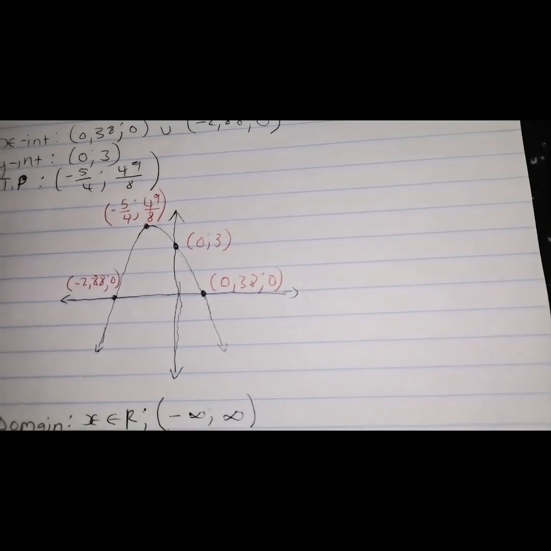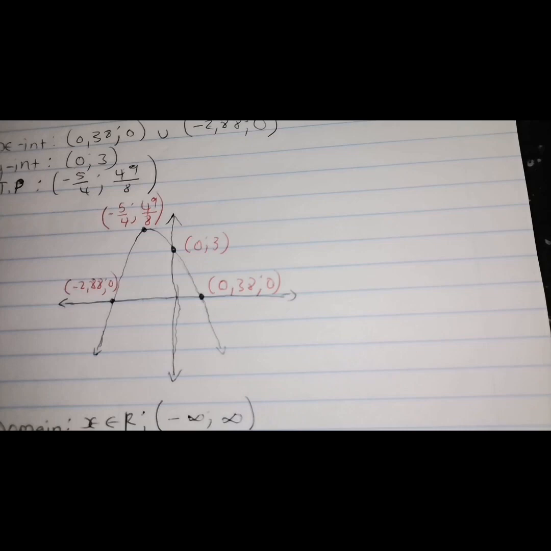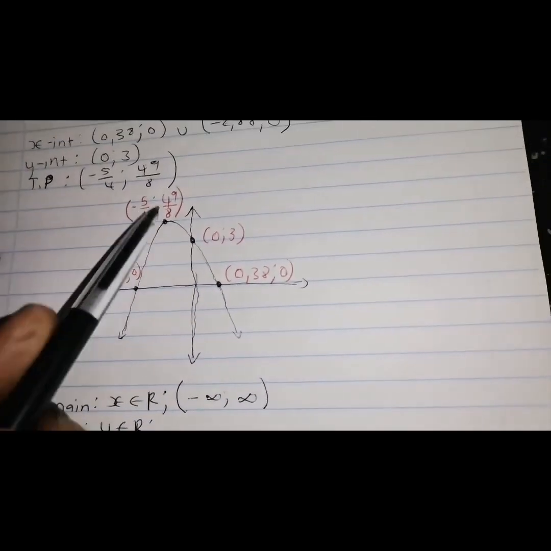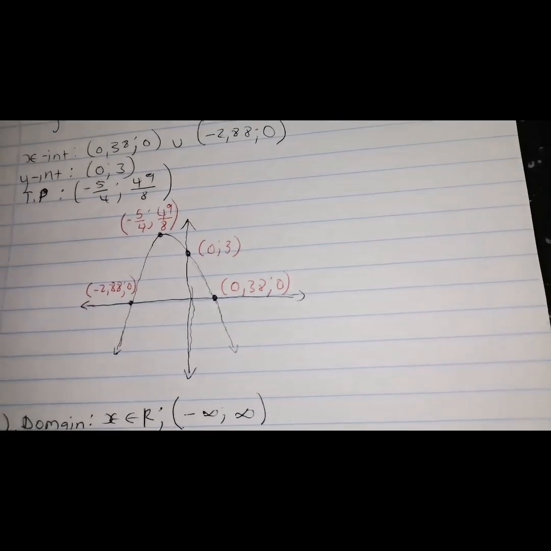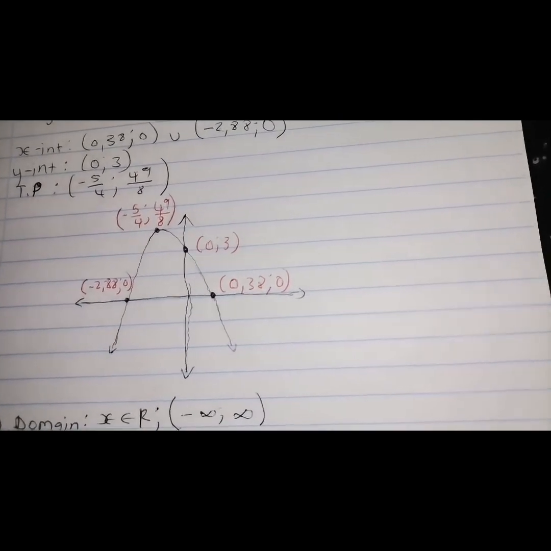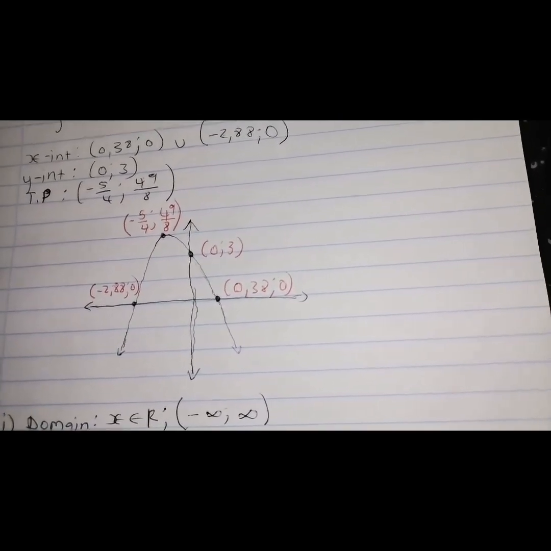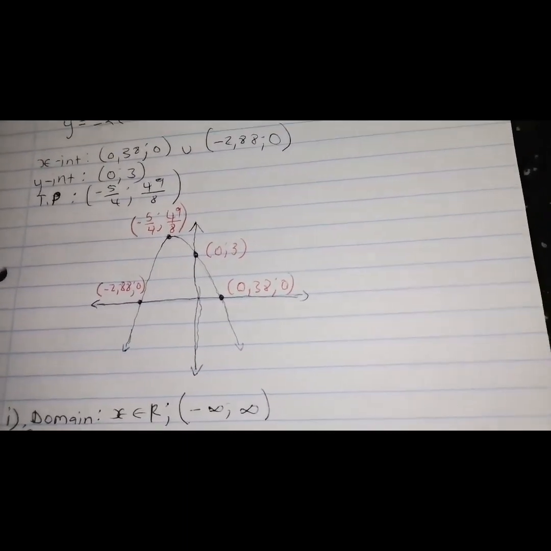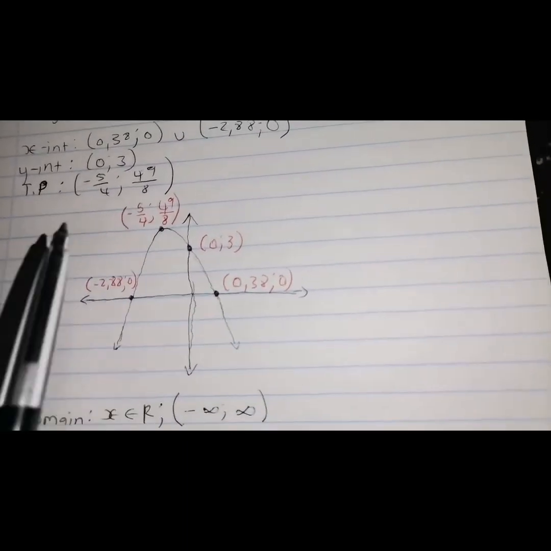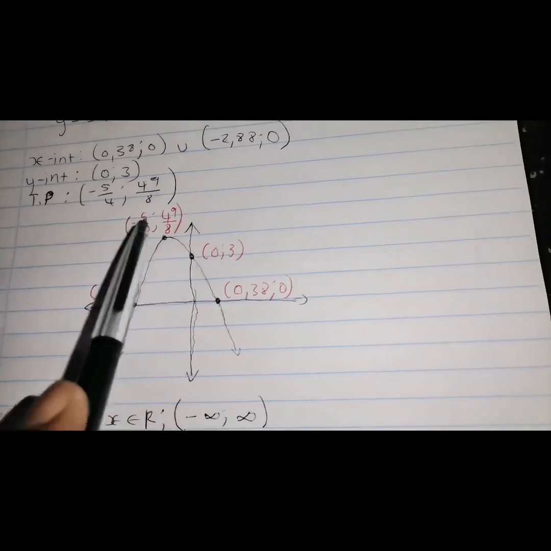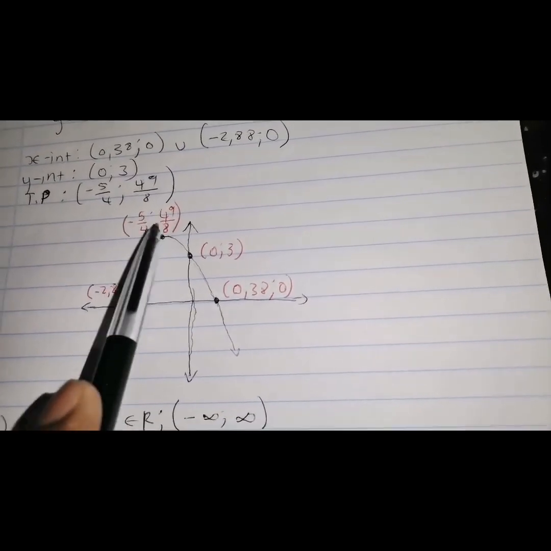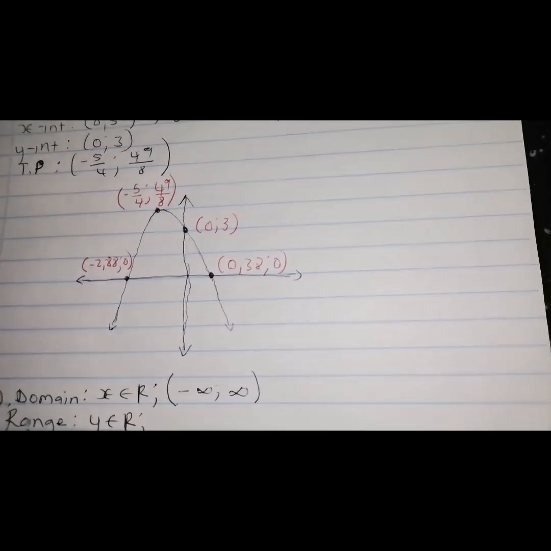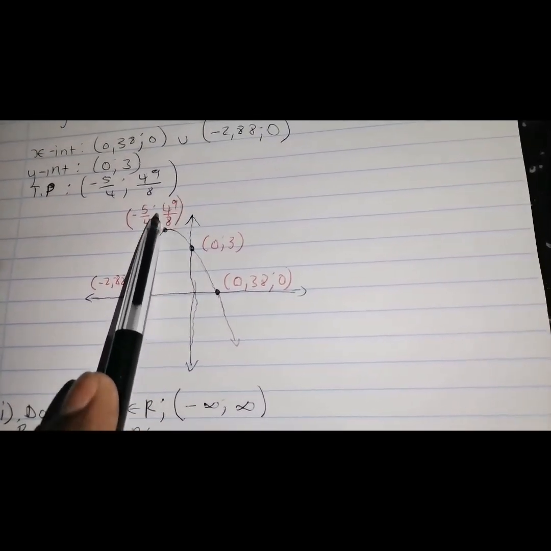Which coordinate do we check for range? The y coordinate of the turning point, and that is the maximum value of this graph. Remember, you got the value of the maximum value for this graph, and it is 49 over 8. Sorry, guys. Now the range of this function you check from this value of the turning point.